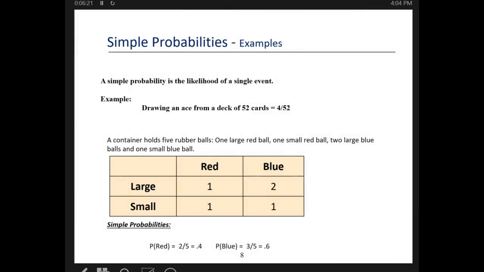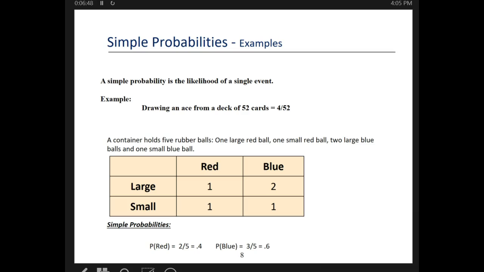Simple probabilities, an example: what's the likelihood of a single event? If you draw from a deck, what's your chance that you're going to draw an ace from a deck of 52 cards? It's 4 divided by 52. What's the chance that you're going to draw the ace of spades out of a full deck of cards? It's going to be 1 in 52.